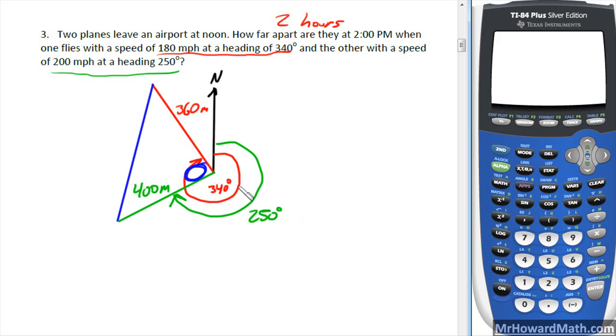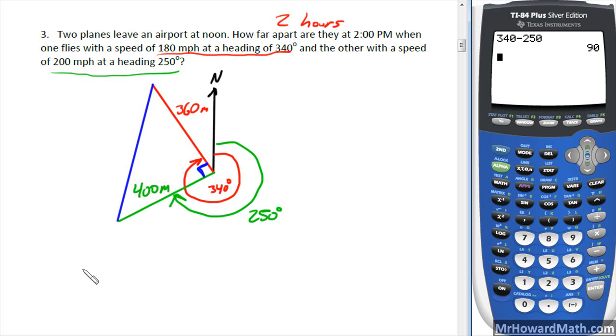So 340 minus 250 gives us that angle, because the red part is 340 degrees and the green part is 250 of that. So the leftover would be 340 minus 250, and that's the angle inside of our triangle here. So that's a right triangle. It's a 90-degree angle here. So we can just use Pythagorean theorem here, and we'll have it made. You can use Pythagorean theorem as long as you have a right triangle. Don't forget that. You can't use it if you have a non-right triangle.